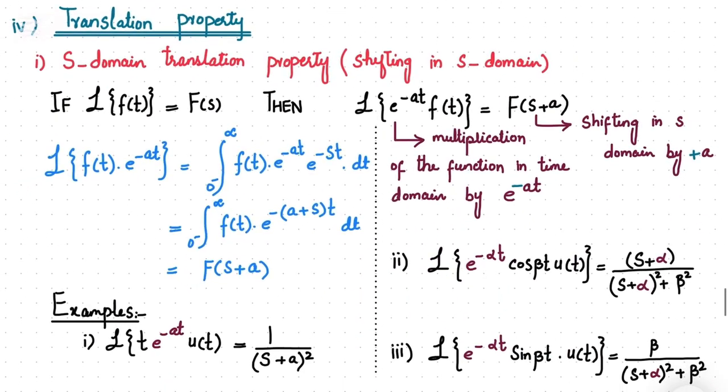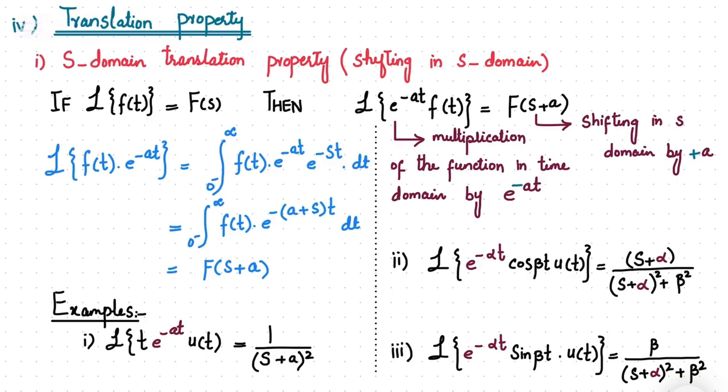The last property is the translation property, but this property exists in two different domains, time domain and frequency domain. So, S domain translation property. What is the meaning of translation over here? The simple meaning of translation over here is shifting in S domain. S domain would be shifted. Let's say we have 1 over S, and shifting this S means we need to add or subtract something from this S. So 1 over S plus A, this is known as shifting in S domain.